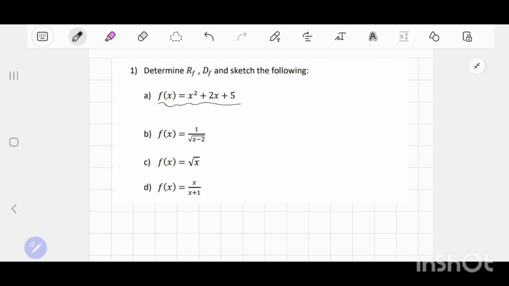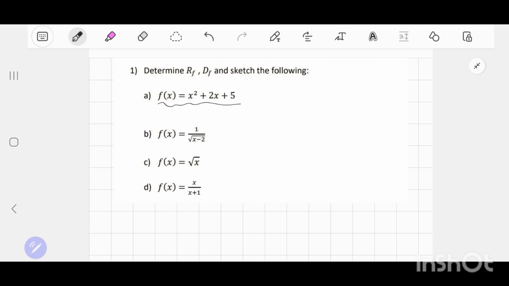Let me try sketching it, but first I don't want to go straight there. I want us to firstly understand how to find the domain without sketching the function. So I'll go straight to the domain part before we draw, because if I've drawn the sketch, it will be easier for you. And there are questions where you'll be given functions and never be asked to draw them, you'll just be asked to find the domain and range.